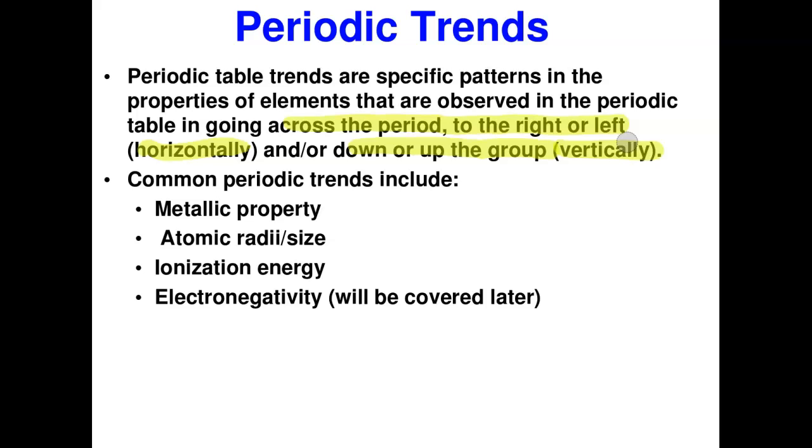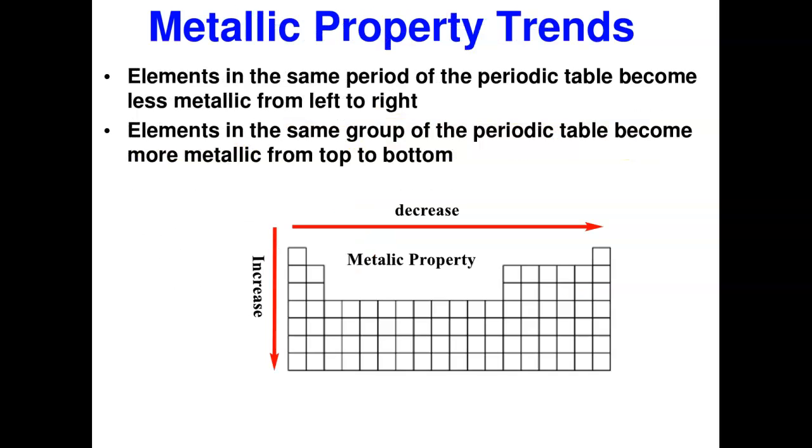If you're going across the period, you find that electrons are being added successively from one element to another. And if you go down the group, you notice that shells are being added successively. The properties we're going to look at today are, number one, the metallic property, then the atomic radii or size, and the ionization energy. Electronegativity will be covered much later in another module. Okay, let's get to it.